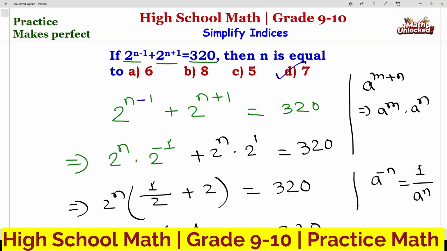So this kind of math is very important. You have to practice almost every day because indices is a very important part of mathematics. So in this video I tried to solve this one. The next video will come very soon, and I'm going to solve this kind of math more and more because it's very important. So no more today.